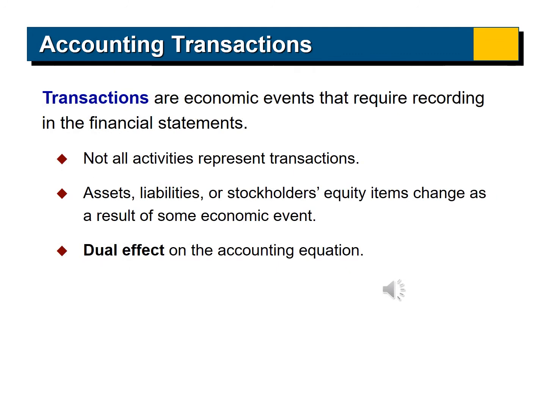The processing of the data in accounting information system starts with a transaction, which is an event that can be measured in economic terms. Not every event is a transaction. A transaction usually affects one or more of the elements in the accounting equation, namely assets, liabilities, or stockholders' equity. Every transaction has a dual effect, meaning at a minimum, every transaction affects two accounts.